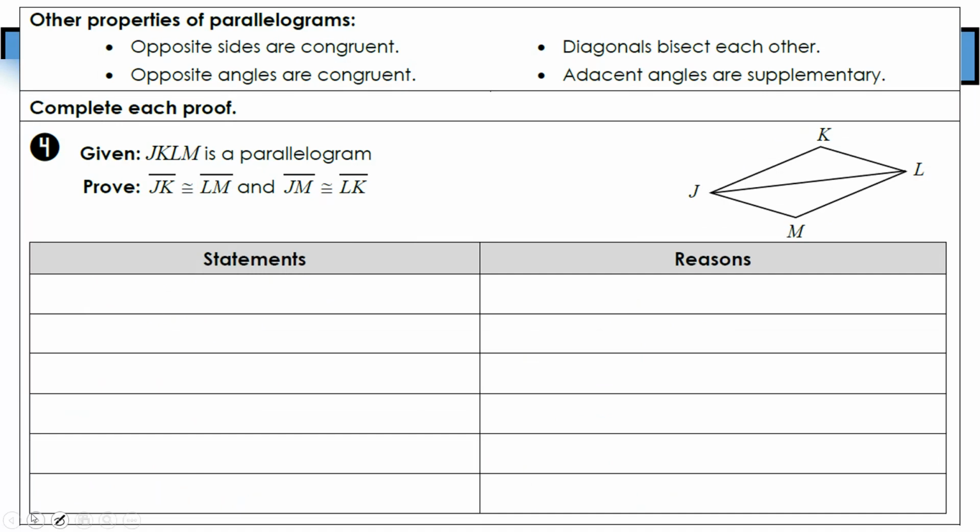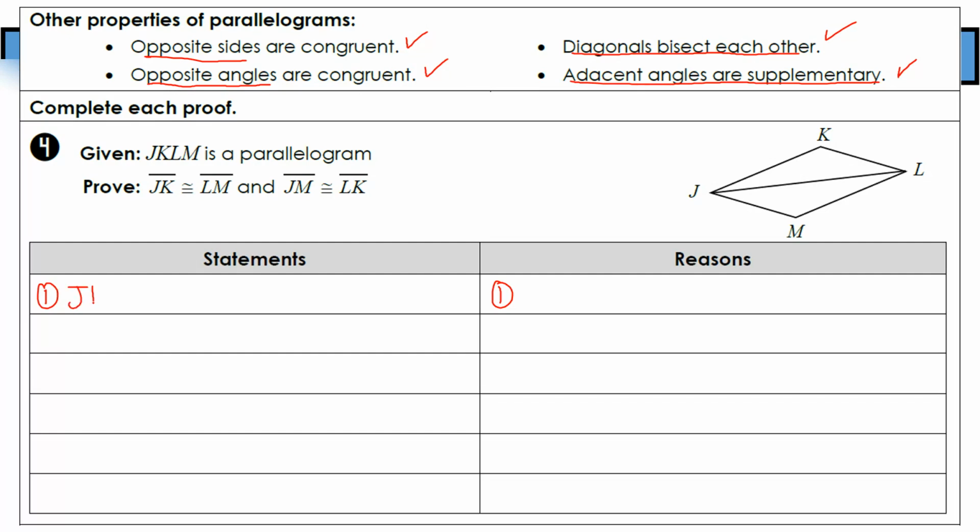A few other properties of parallelograms are now listed at the top of the page. You'll notice opposite sides are congruent. Opposite angles are congruent. The diagonals bisect each other, and adjacent angles are supplementary. Now, you'll notice in number 4, what's given to us is that this is a parallelogram to begin with. So that's an interesting beginning to our proof. This time we're kind of working backwards.